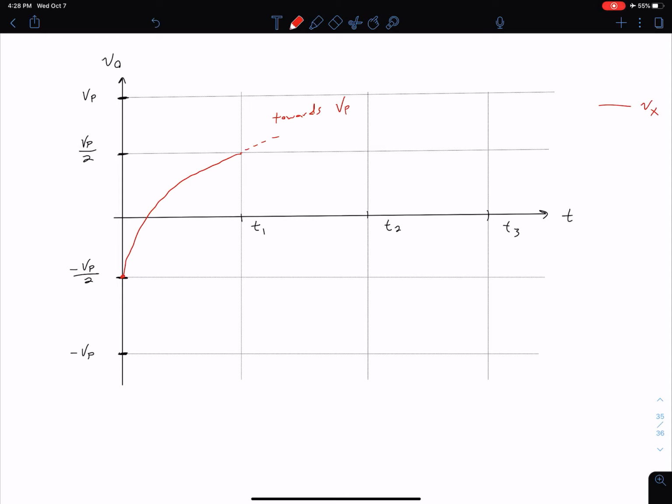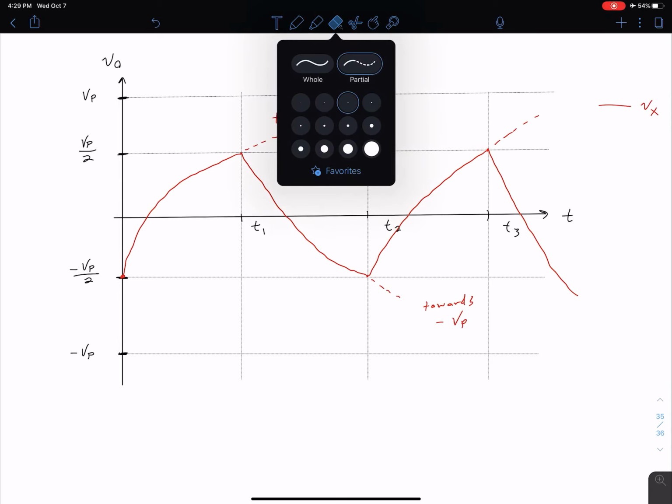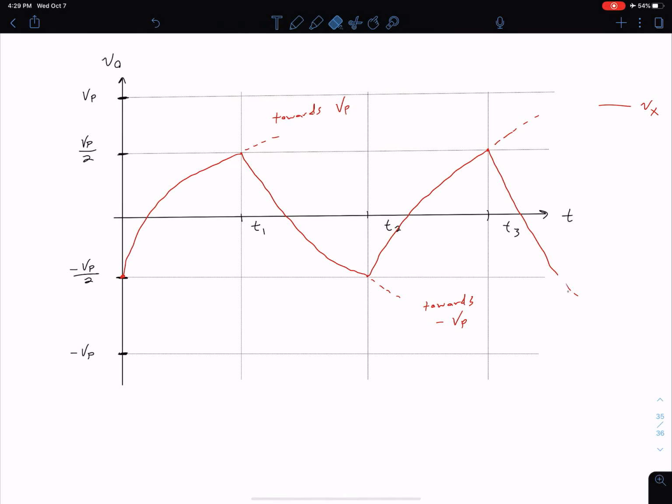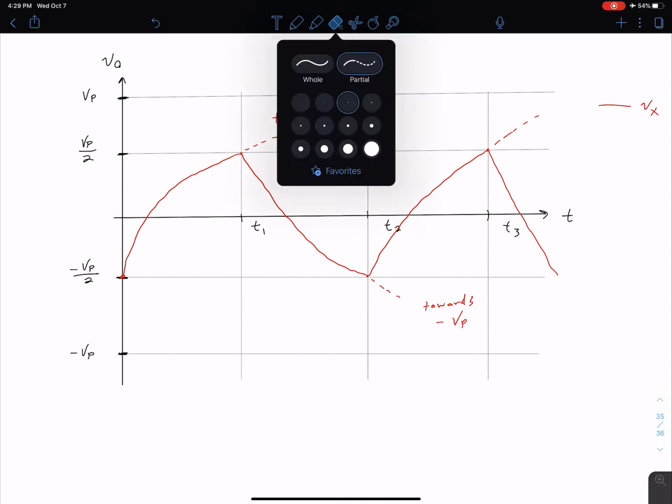But again, as we get to negative VP over 2, we are changing our output state. So we end up with something that looks like this. And so that would have continued on towards negative VP. So then the same thing just repeats itself. So this would be going towards positive VP, but as it reaches VP over 2, it gets cut off. So that would have been going towards VP. And then same thing here, this would be going down this way, but it gets cut off at our negative VP over 2. So we get something that looks like that.